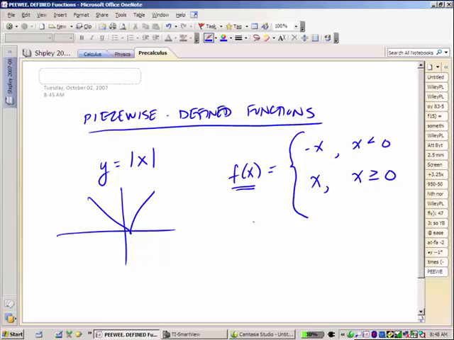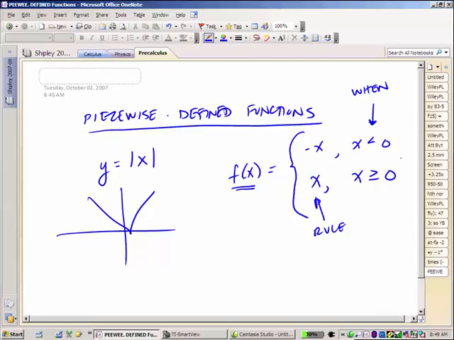f of x is equal to, and I actually think it's more helpful to read when the rule is in effect first. So that's this part. This is when. Well, when x is less than 0, the rule is negative x. When x is greater than or equal to 0, the rule is x. So this is the rule, and this is when that rule is in effect.